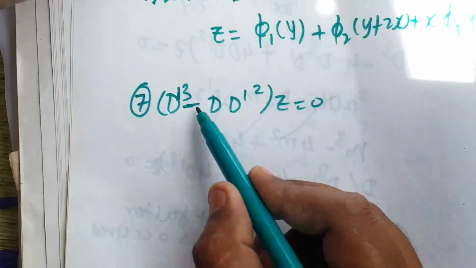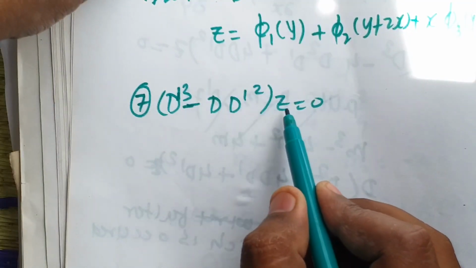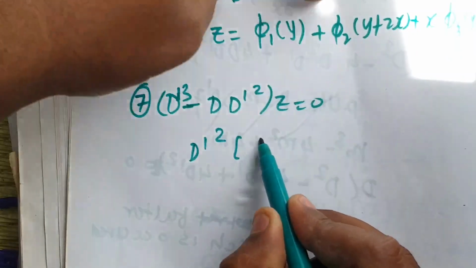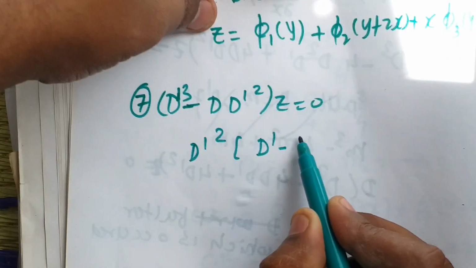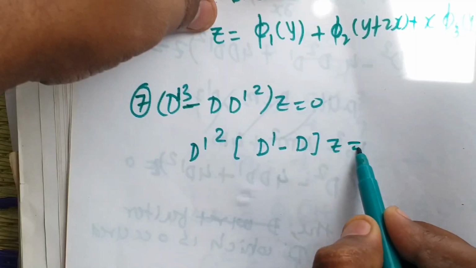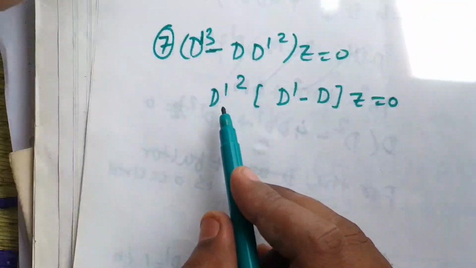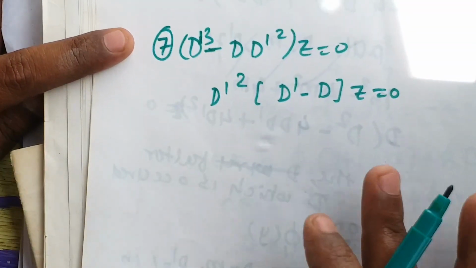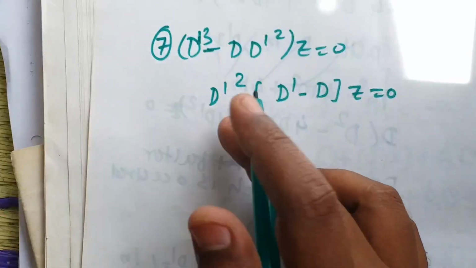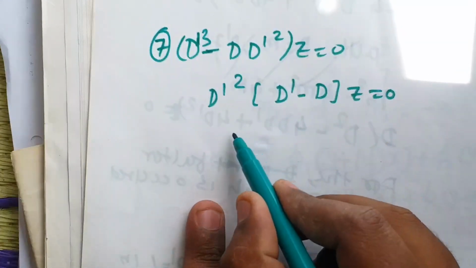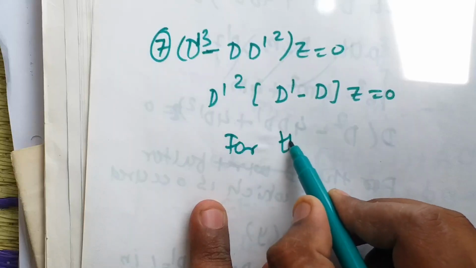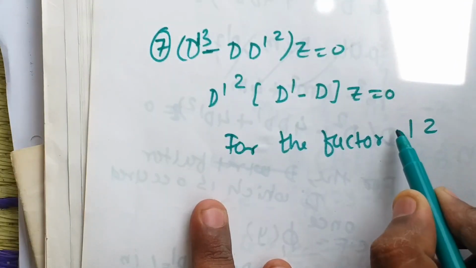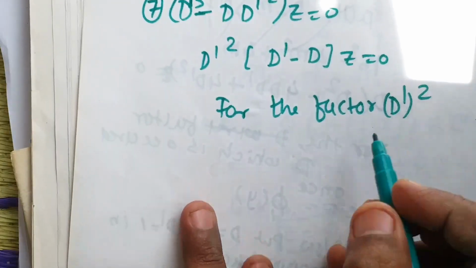So the given equation is d dash cube minus d dash square d z equal to 0. So d dash square we can take common, so inside the bracket we'll have d dash minus d, z equal to 0. So here d dash is common, which is repeated twice. For this common factor d dash, whenever we have factors of d or d dash, we determine the CF separately, and for the remaining factors separately. So I will do it for the factor d dash square, which is repeated twice.